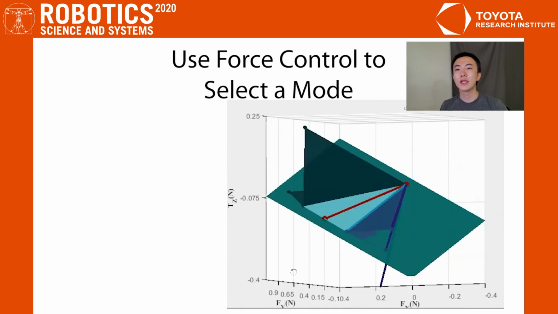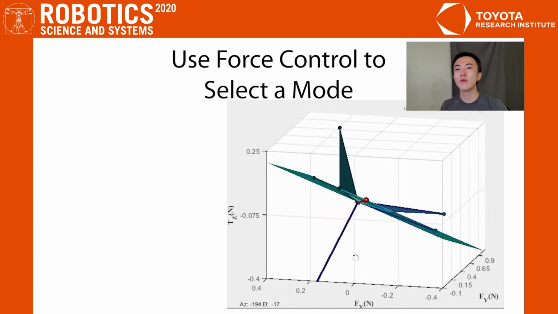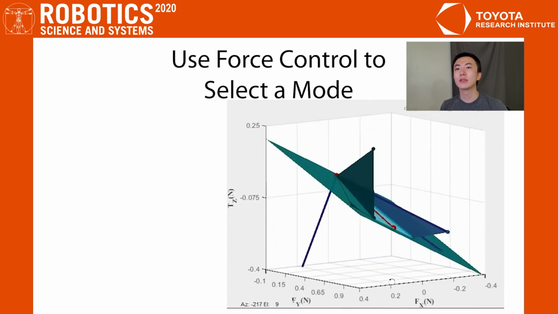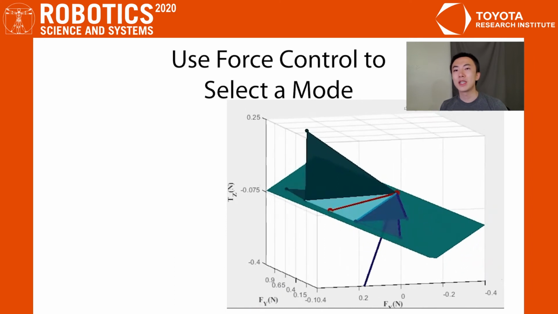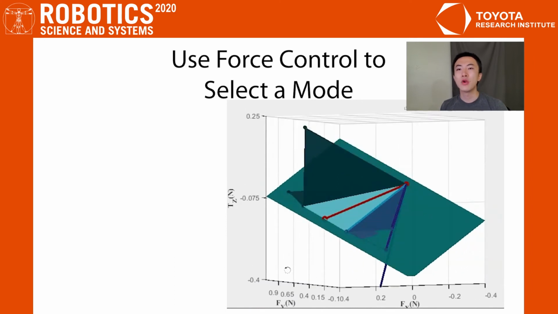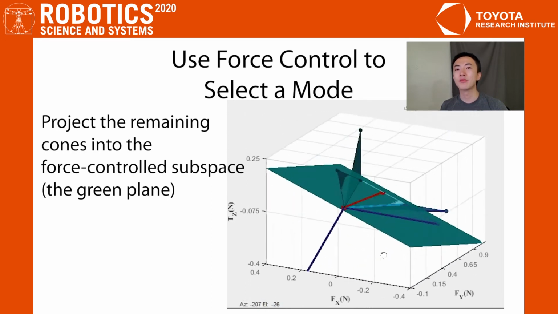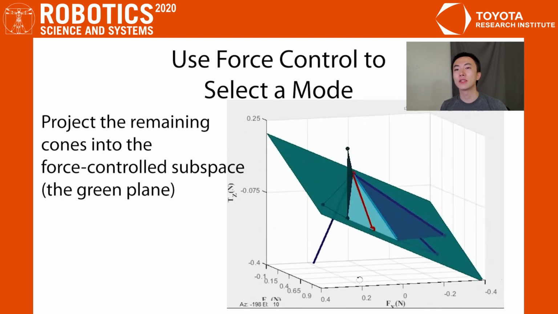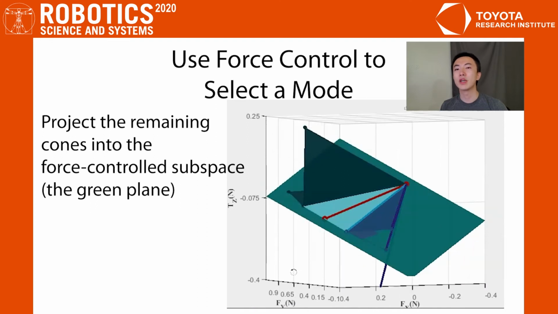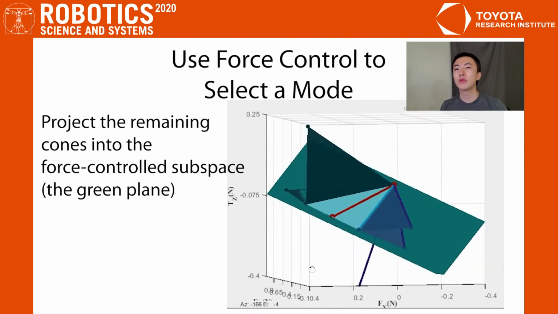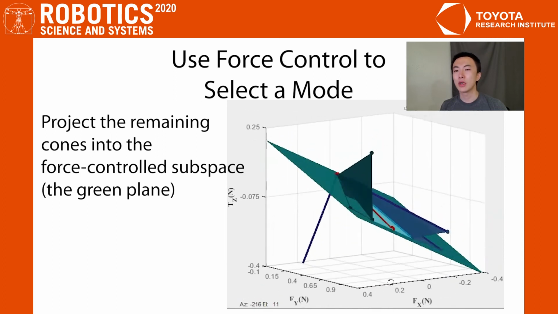But still, we cannot put the force directly in the desired cone because we cannot control the force in the velocity-controlled directions. This is a limitation of hybrid force-velocity control. However, since the actual wrench must be within one of the remaining cones, we can project all these cones into the force-controlled subspace and pick a wrench in the projection of our desired cone while staying away from the projection of other cones. This way, the desired mode becomes the only possible mode, and we don't need to compute the uncontrollable forces. This concludes our algorithm design.